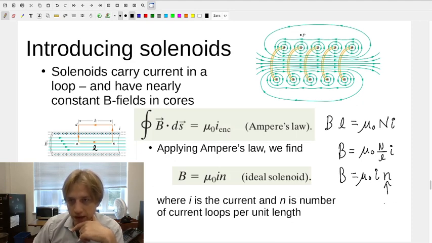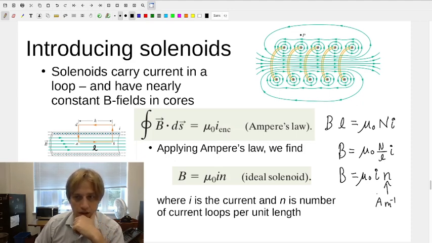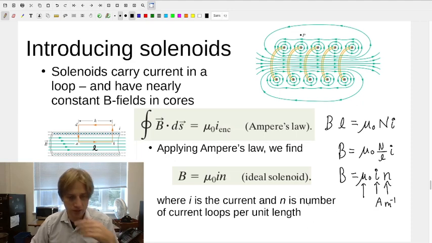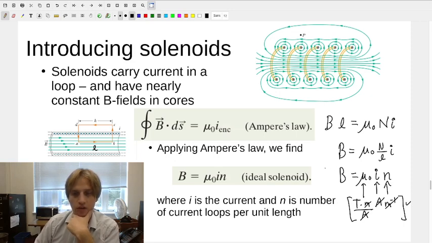Now keep in mind, N has units of inverse meters because it's turns per unit length. I has units of amps, and then mu naught has units of Teslas times meters over amps. So if we're looking at the units on this whole thing, amps will cancel out, meters and inverse meters cancel out, and it is correct. So this is units of Tesla.